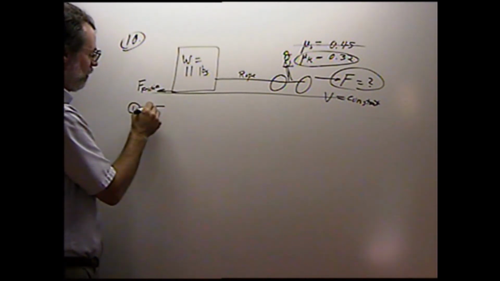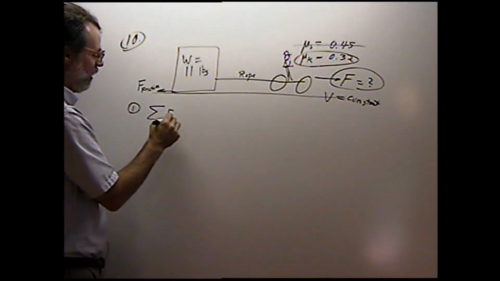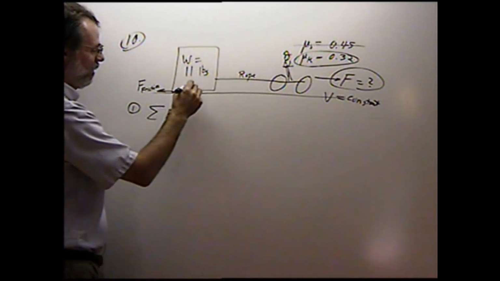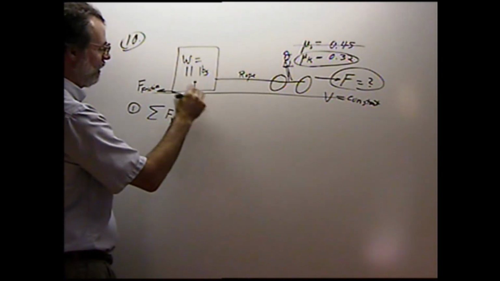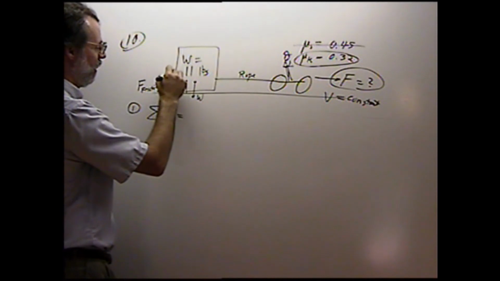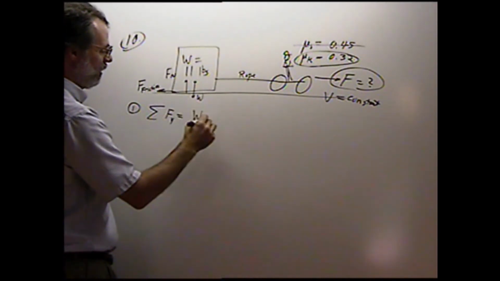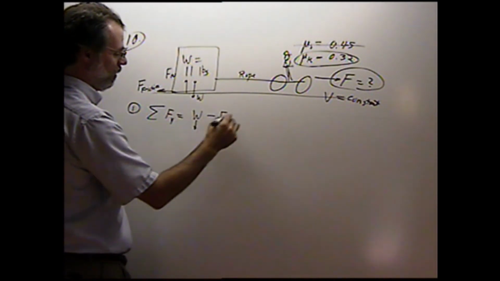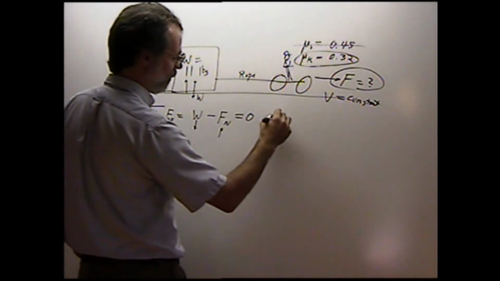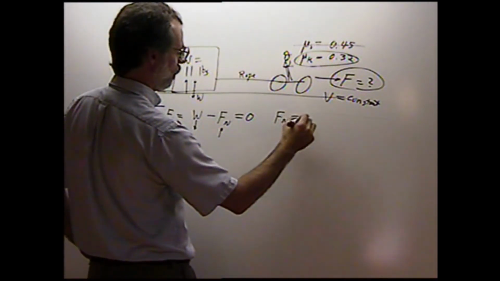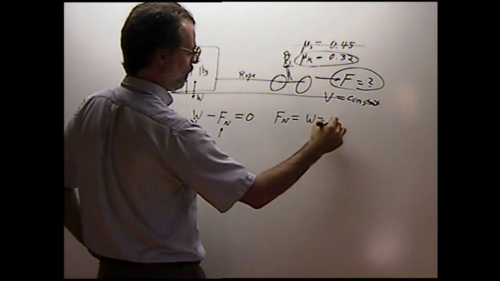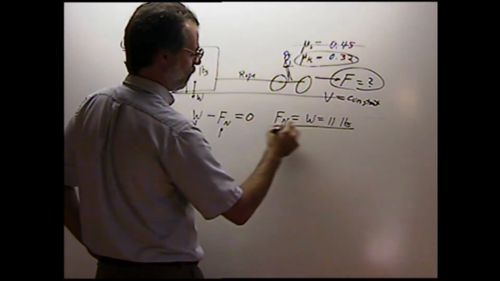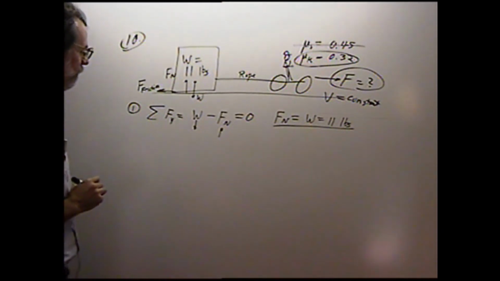The first step is the sum of forces in the y dimension. We have the weight acting down and the normal force acting up. The weight and the normal force counter each other, equals 0. That means the normal force is equal to the weight, which is 11 pounds. So that is the normal force, 11 pounds.